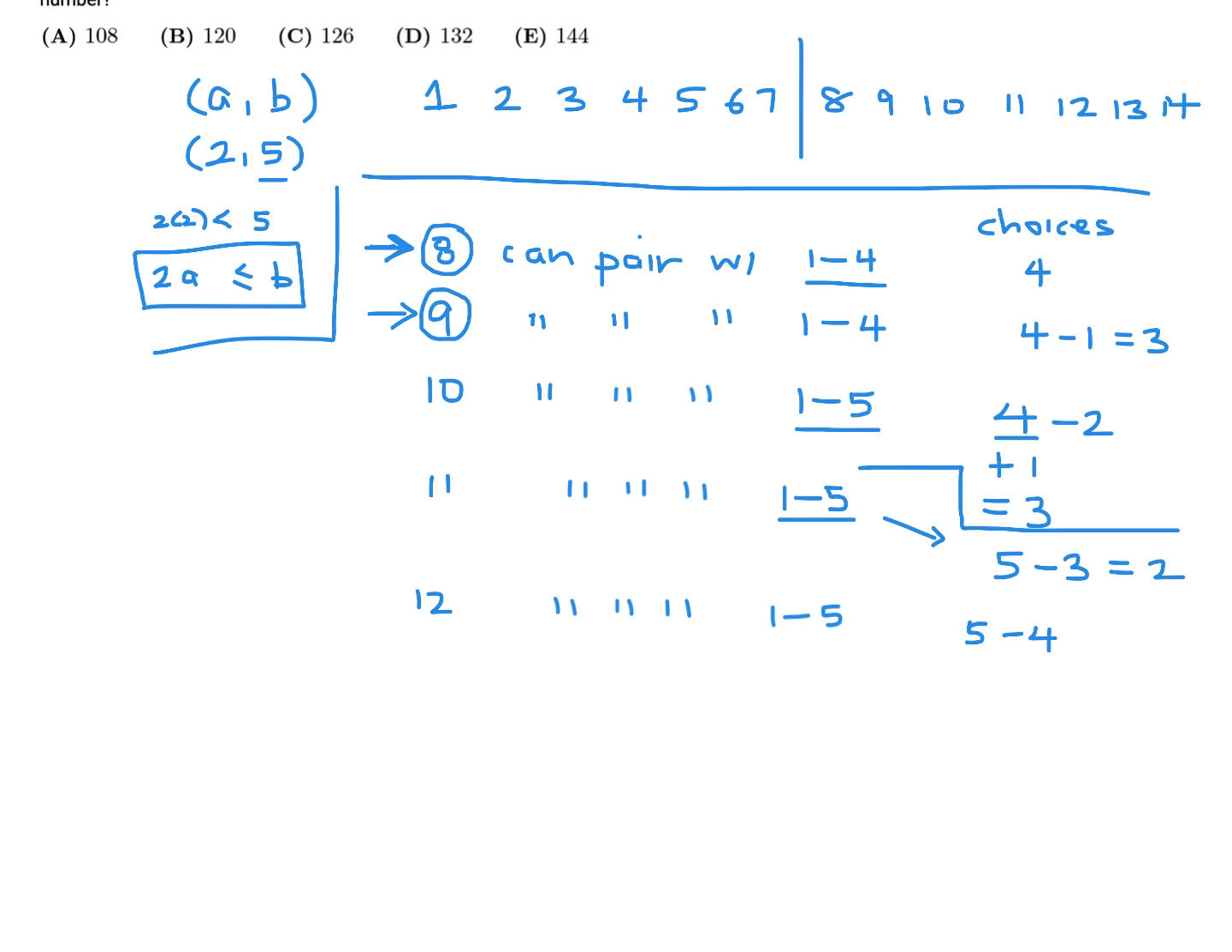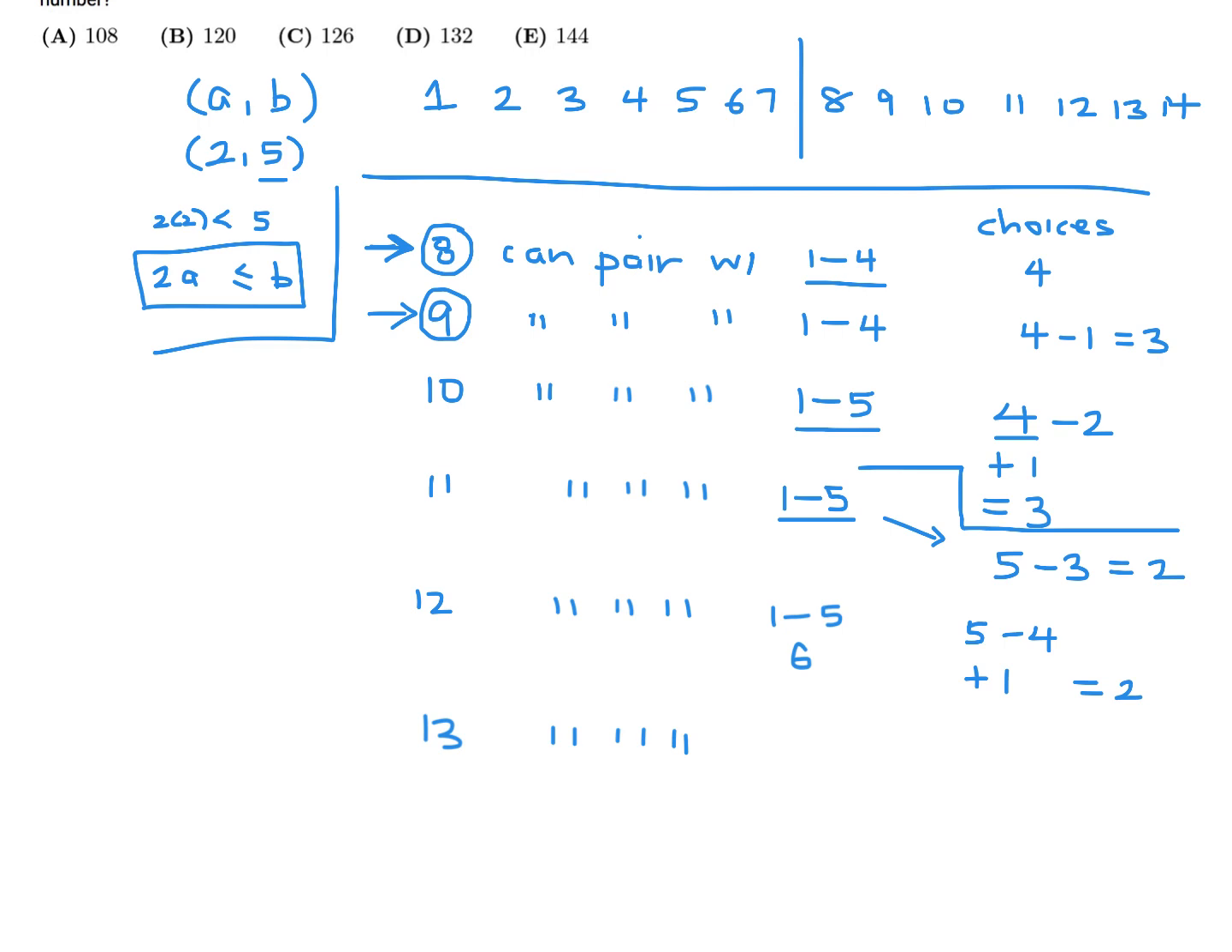But then we have to add the 6, right? Because then it can also pair with the 6, so that's what this plus 1 is for. So that basically gives me 2 possible choices for the 12. Now the 13 can pair. We actually only have one choice left at this point.